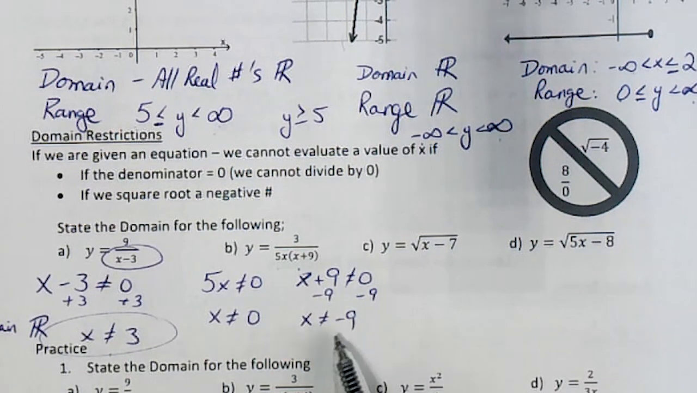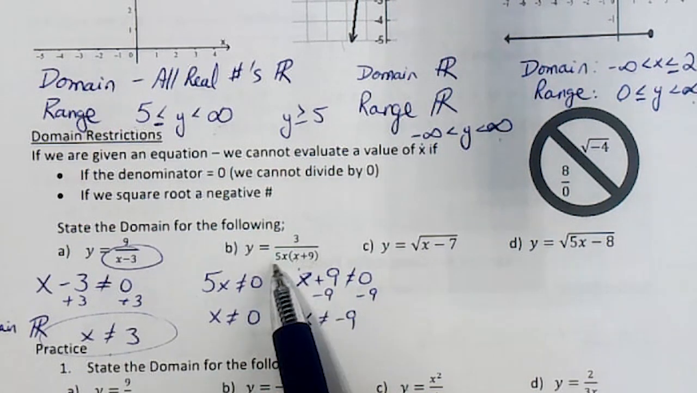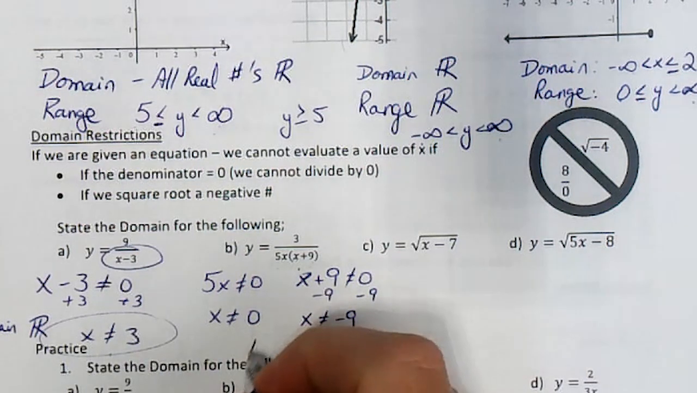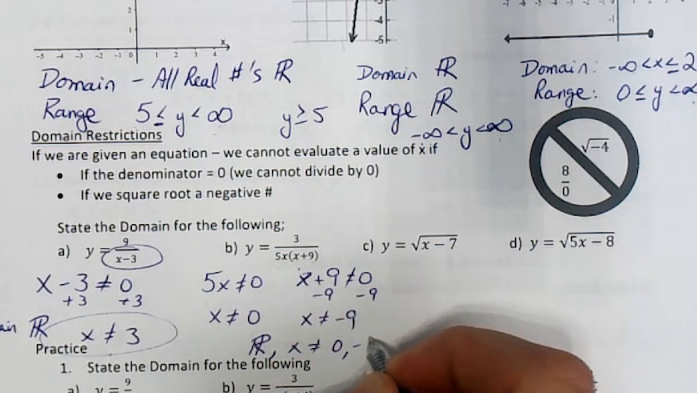And if you want to test this, we plug this in. Negative 9 plus 9 is 0. 0 times whatever this is still 0. So the domain is all real numbers. X cannot be 0 or negative 9.